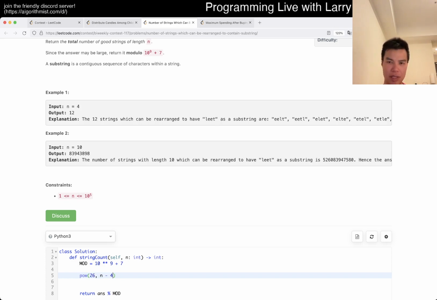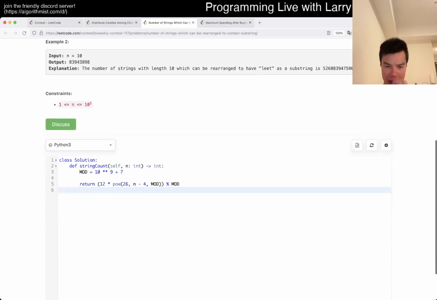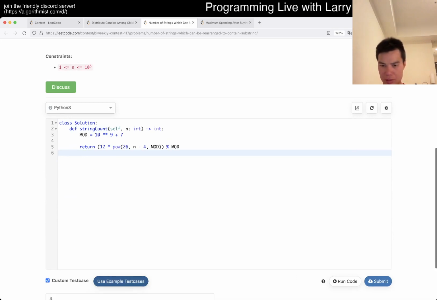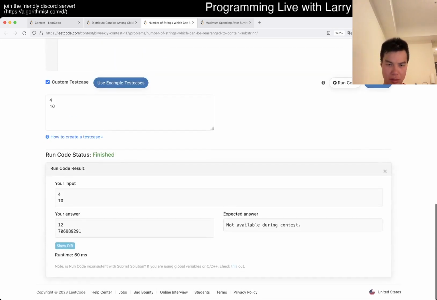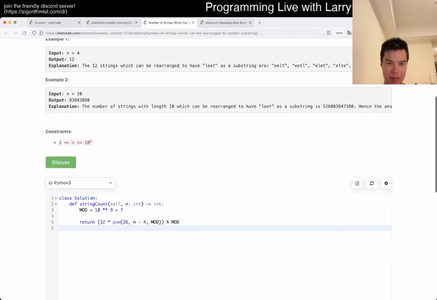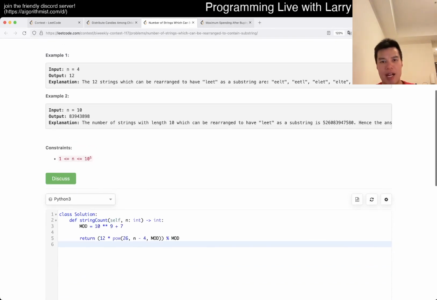Because all the other characters don't matter, right? Is that it? Nope. Maybe all the characters do matter. What is 5? Or at least not in the way that I'm doing it.